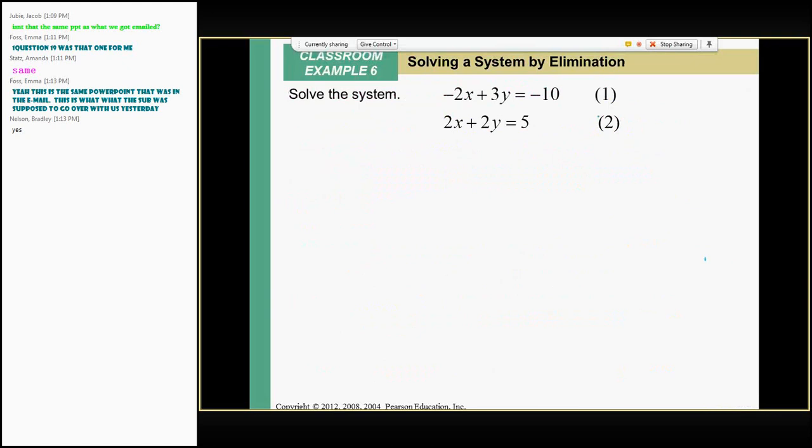Your goal is to get one variable to be opposites. Can you see that in this problem? Is there one variable that are opposites? Which variables are those? Good. The x's. One's negative 2x and one's positive 2x.